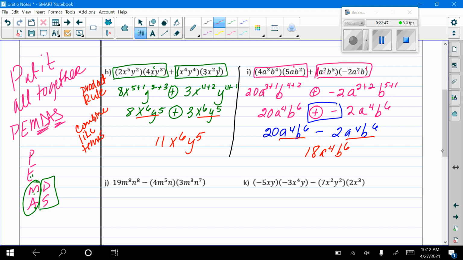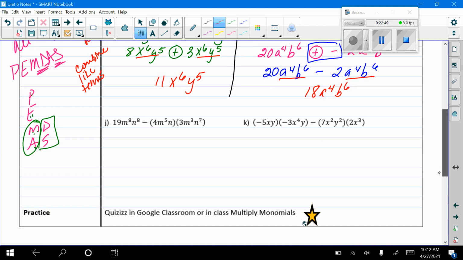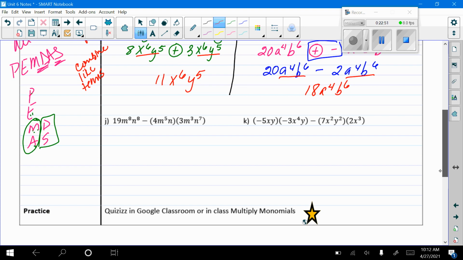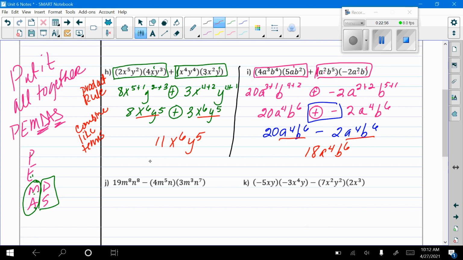Same thing on the bottom too, I do have subtraction there. So let's make sure that we don't lose that subtraction piece. This first part is completely done over here. So we're just going to have to work with that part. So I'm going to have 19 m to the 8 n to the 8 minus, and let's go ahead and simplify this part. I'm going to put it in green so we can see it.